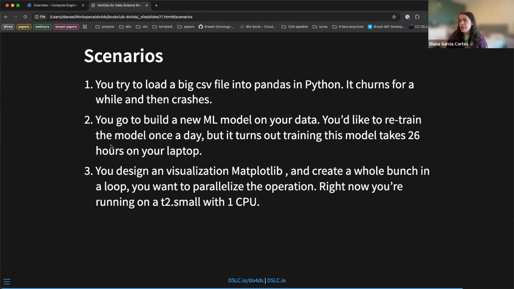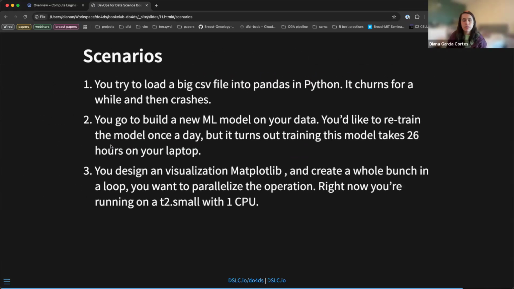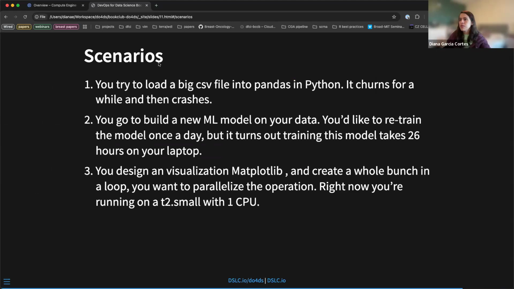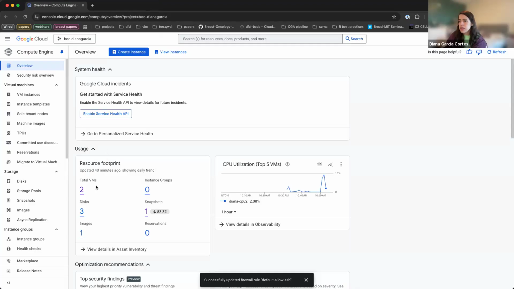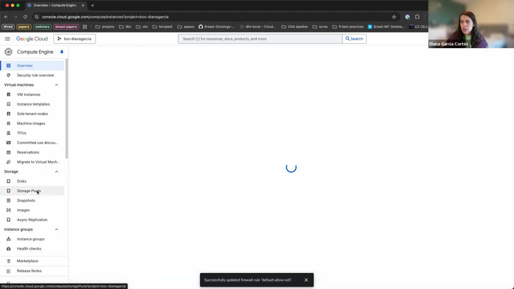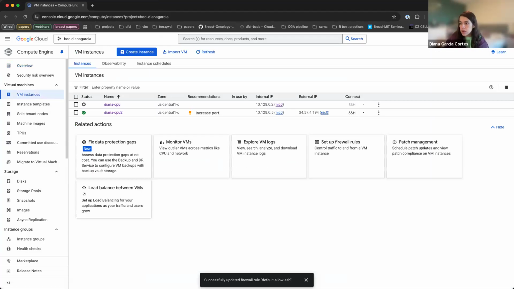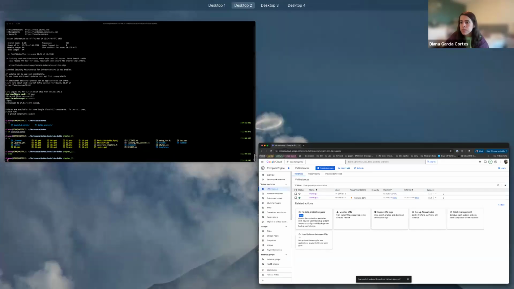Okay, so that's pretty much it for the text. The scenarios were in the slides already. I don't know if you want to discuss something else, or I wanted to show you and just run the commands in one of the VMs I have running right now.